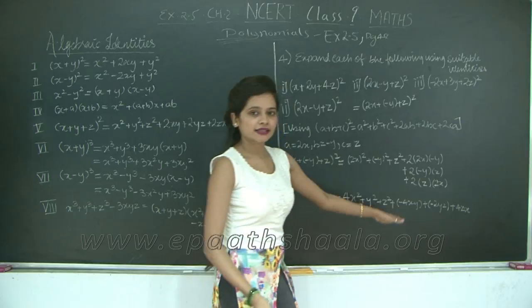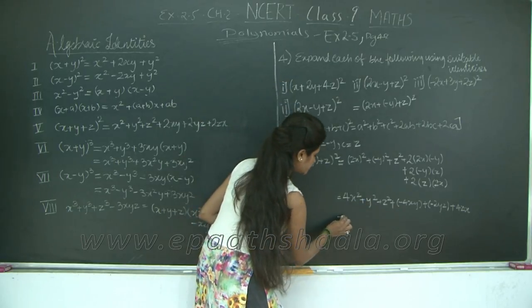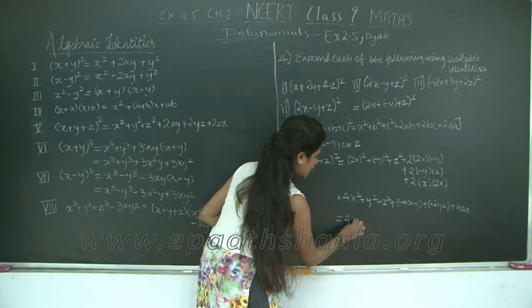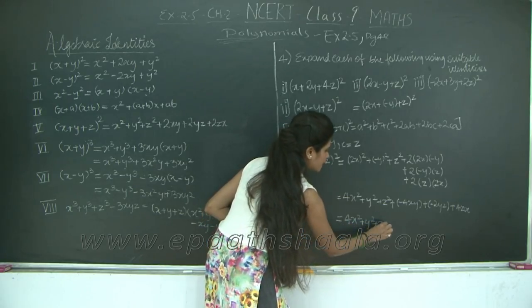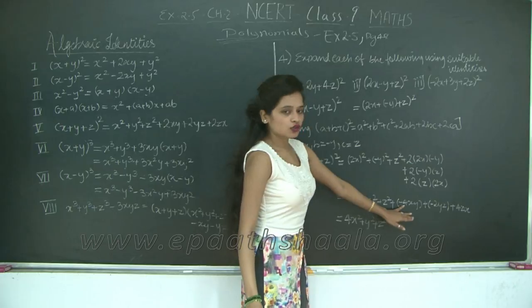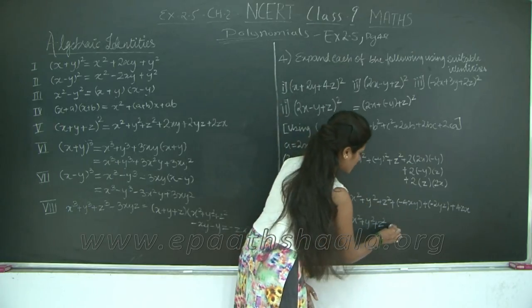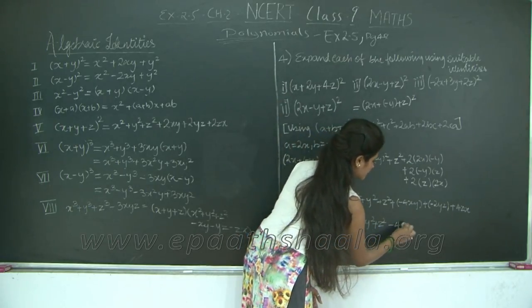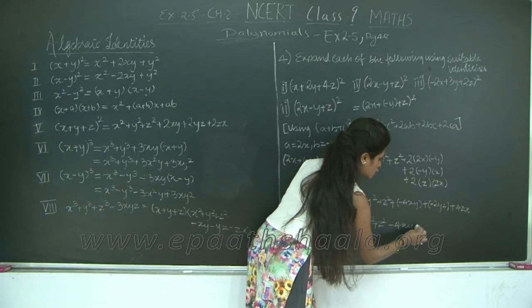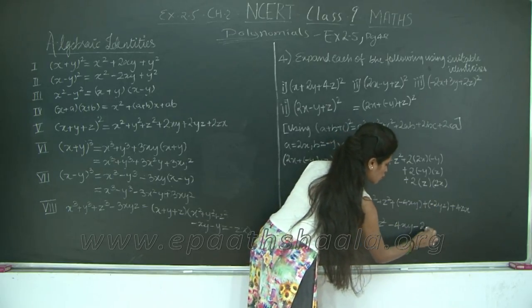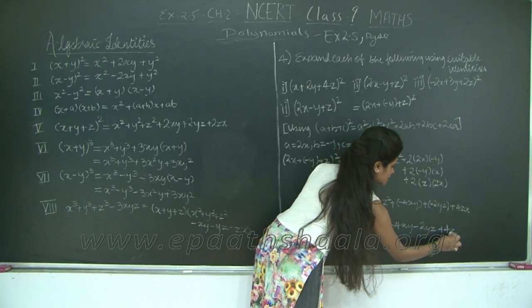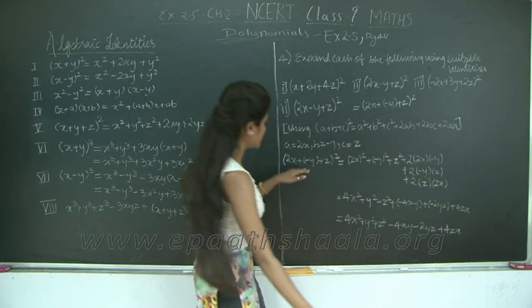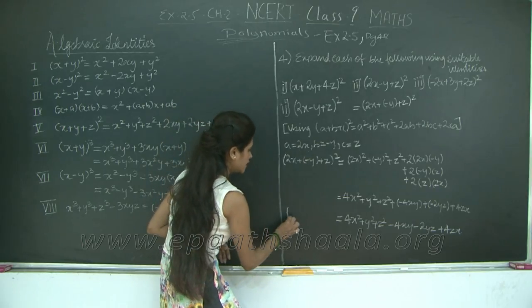So let's open the brackets now. What do we get? 4x square plus y square plus z square plus into minus gives me a minus. So minus 4xy. Similarly, plus into minus will give me a minus, minus 2yz, and finally plus 4zx. I'm opening the brackets here as well. So what do I get?